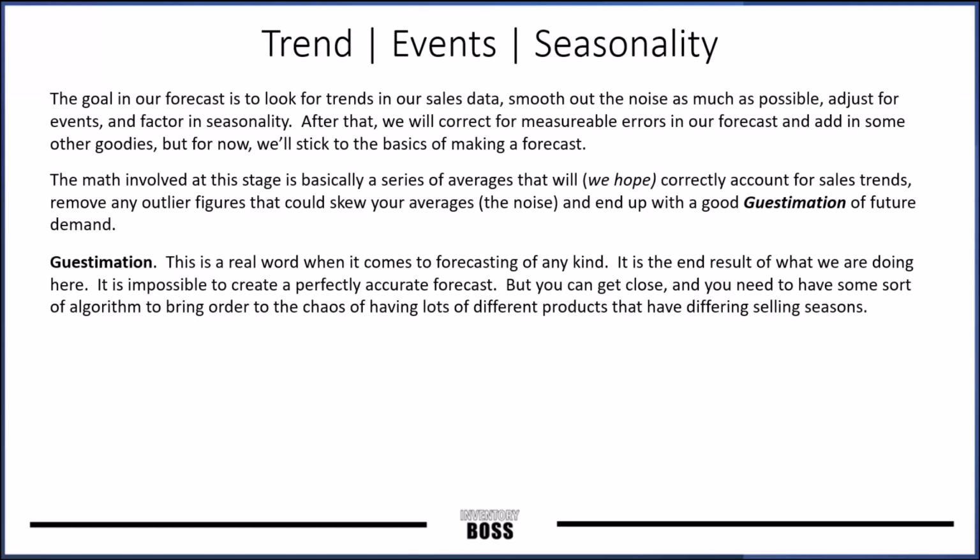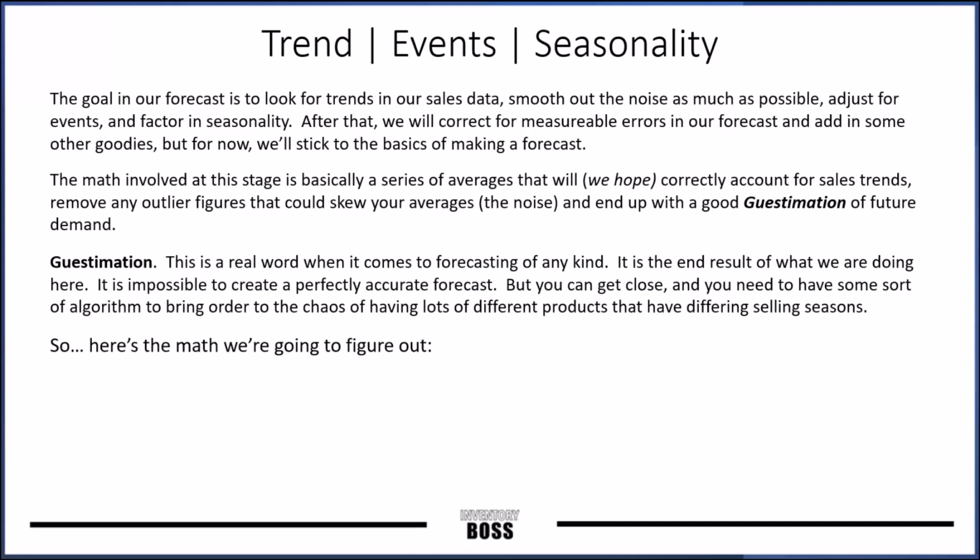It's impossible to create a perfectly accurate forecast. I mean, we can't even perfectly forecast the weather more than 2 to 3 weeks out. And what we're doing as e-commerce sellers is trying to forecast the sales of our products months and months and months and months in advance. And so it's not going to be perfect, but we're going to get it as refined and as accurate as possible. And so to get that close, we need to have some sort of algorithm or system. And that's what our 8 steps are for, to bring order to the chaos of having lots of different products that have different selling seasons.